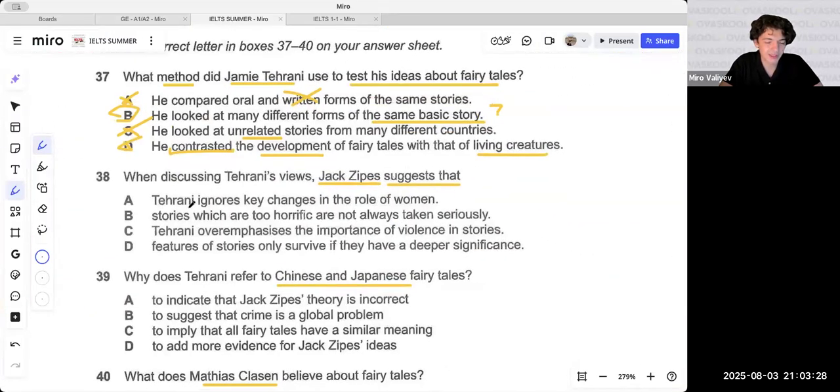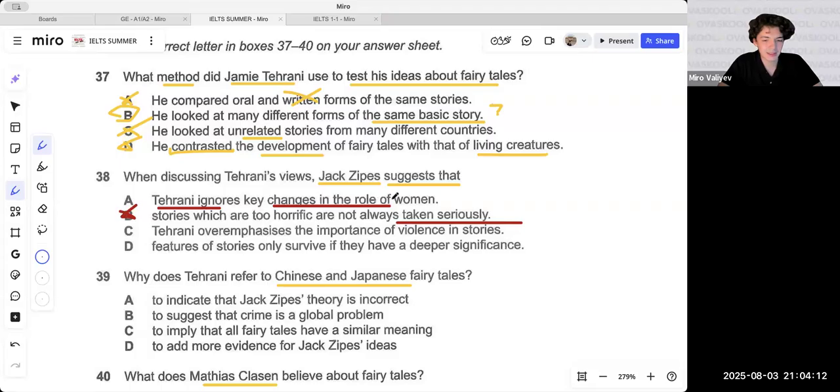So Jack suggests that Tehrani ignores the key change in the role of women. No, he didn't say that Tehrani ignores the change in the role of women. He didn't even talk about the change. He mentioned that women were victims back in the days, and they are still victims because he said it feels relevant. It feels relevant today because he basically said that women are victims. Then suggests that stories which are too horrific are not always taken seriously. Well, this part is completely not given, so we can eliminate this one.